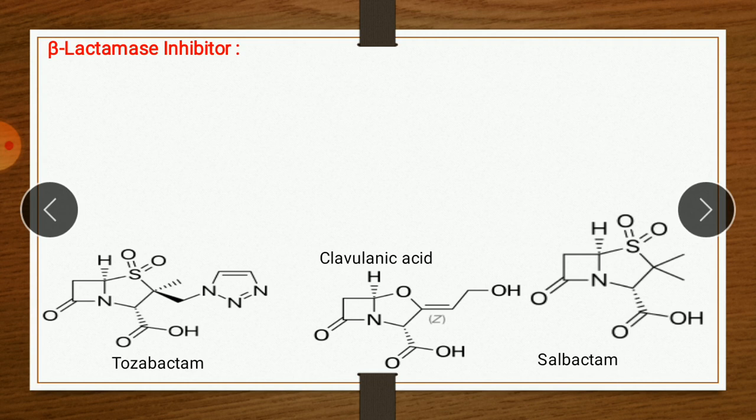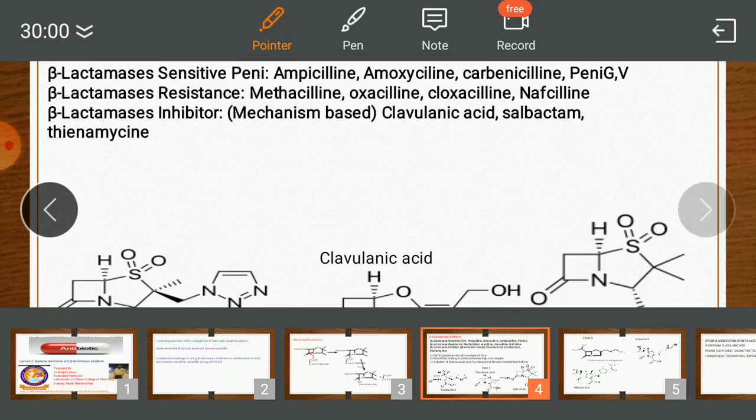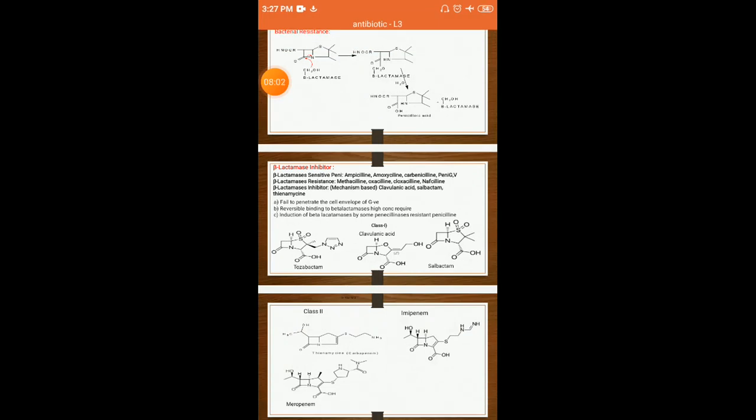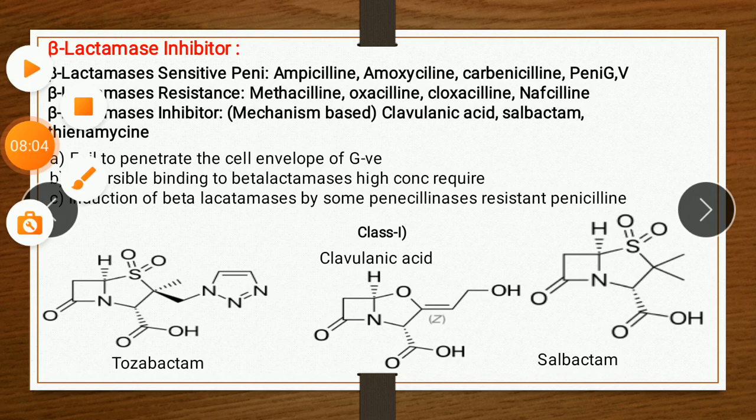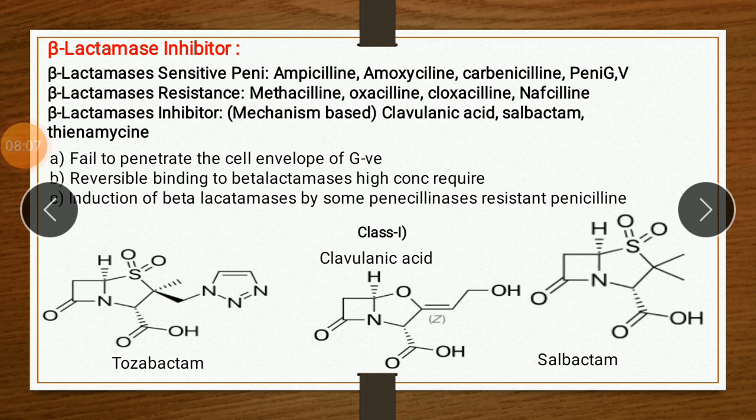Now the important point here. So now the next topic, beta-lactamase inhibitor penicillin. It is an important topic in exam. A number of times this question has been asked, that is, short note on beta-lactamase inhibitor. As the name indicates, these are the drugs which inhibit the beta-lactamase enzyme of bacteria.